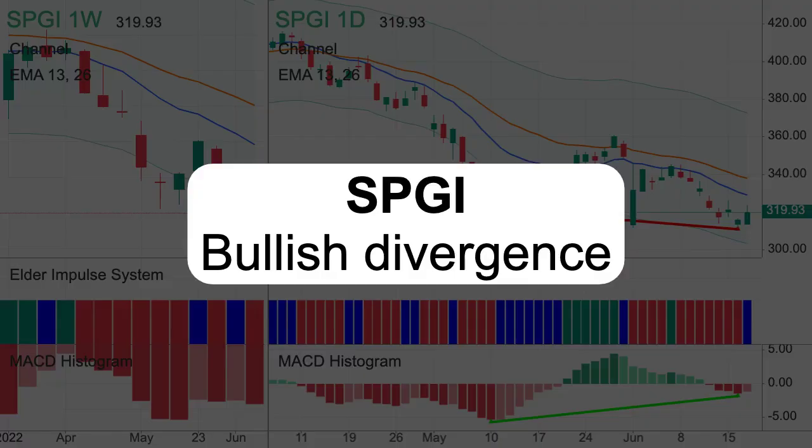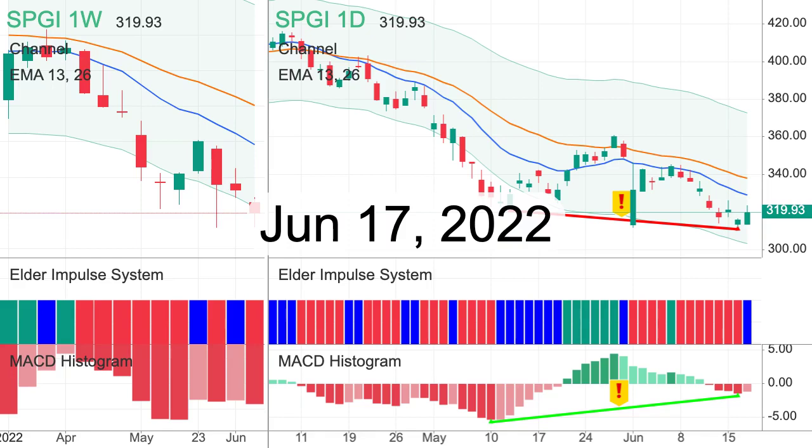Let's consider the stock of S&P Global Inc. On June 17, 2022, a bull divergence formed in a downtrend. This is a strong buy signal. There is a first light bar on the histogram. Are you ready to submit a buy order?